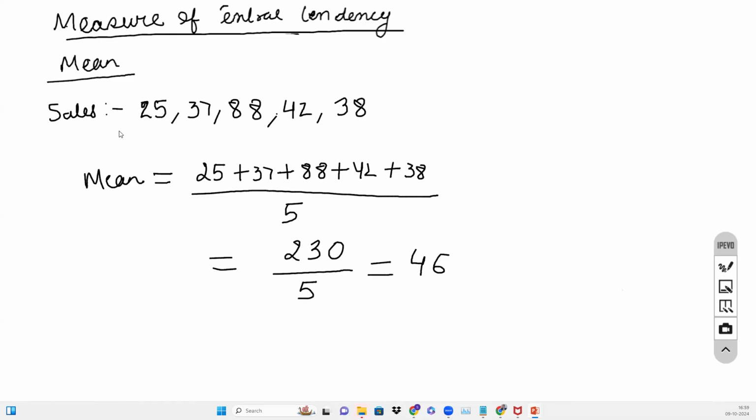Simple example, let's say we have monthly sales data, and it's something around 25, 37, 88, 42, and 38. If somebody asks you how to calculate a mean, we can just add all of them, sum of all the observations divided by the number of observations. The number of observations here is 5. So it is going to give us 46. So 46 here is the mean.